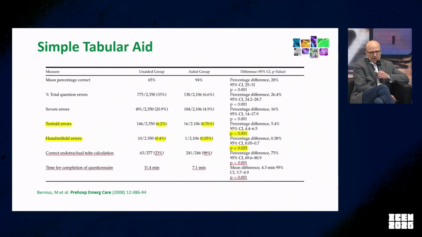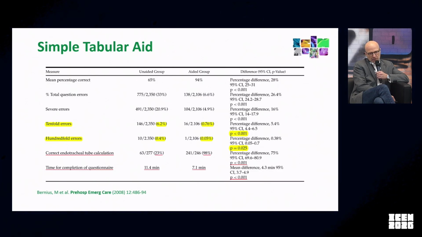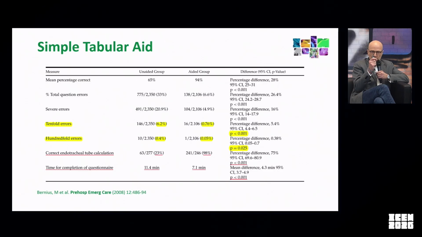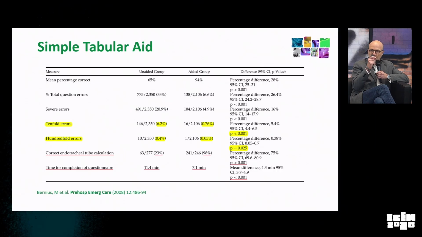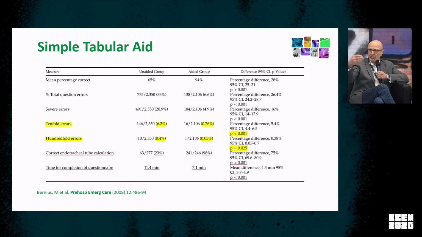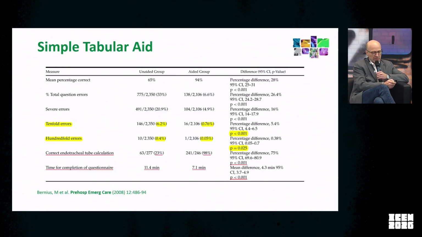What happened with the unaided group, no table, they made 6% tenfold errors. So 6% of the children would have died. With the table, just 0.7%, so 9 out of 10 cases where the child would have died would be avoided by the blink of a simple table. There's no other measure in emergency care where you can save 9 out of 10 lives with so little effort. So the focus must be more there.